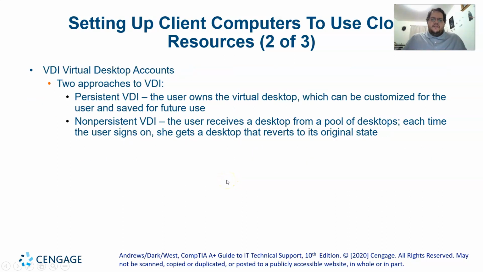So there are two different ones. You've got two VDI, virtual desktop infrastructure types. You've got persistent VDI and non-persistent. Persistent means that you own the virtual desktop and you can customize everything. The other one is that you have a pool of desktops that you receive each time, so nothing is saved on it. It reverts back to the original state if you have the second one. But with the other one you can do everything you want.